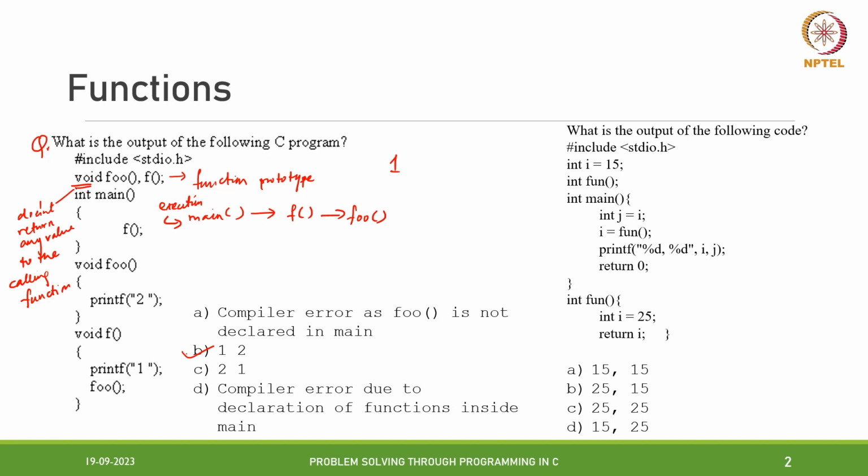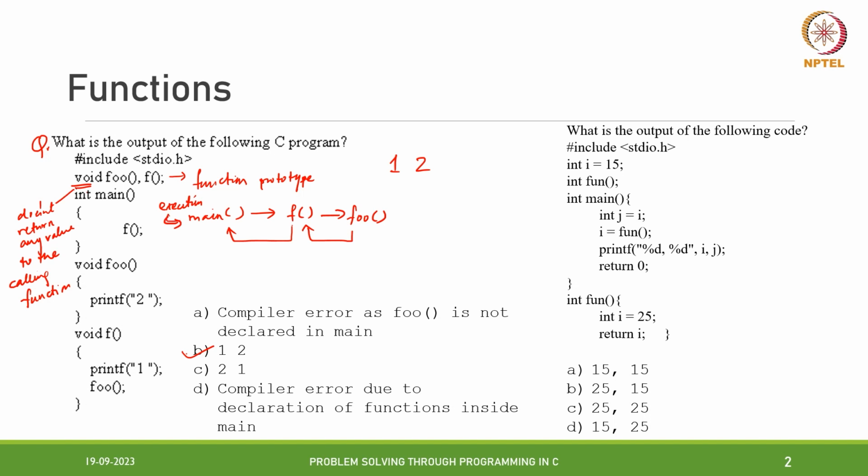So 2 is printed, and after doing this, the control of the program will come back to f. As you can see, after the foo calling statement there is nothing else, so the program will go back from f to main. After the function call of f, there is no more statement in main, so the code will exit from there. So this is how the execution will take place.